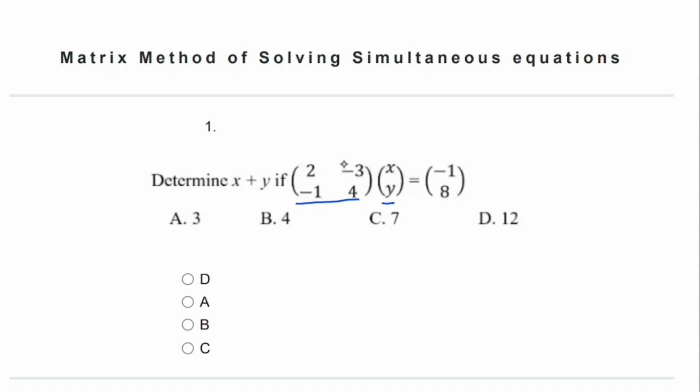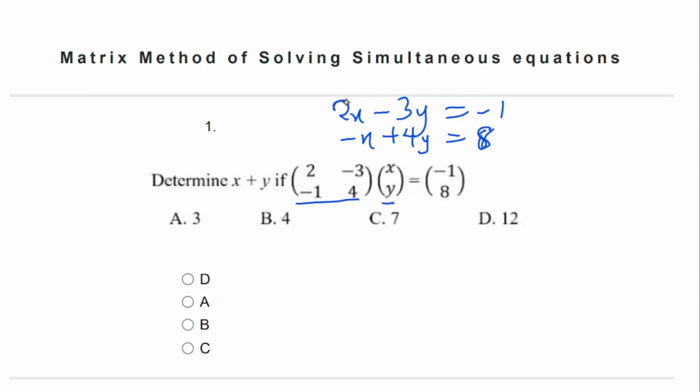So if you want to expand it, you're going to have 2 times x, that will be 2x, plus then minus 3 times y, that will be minus 3y. Then it will be equal to minus 1. Then the other one will be minus x, plus 4y equals to 8. So when you have simultaneous equation like this, you can write it in this form.